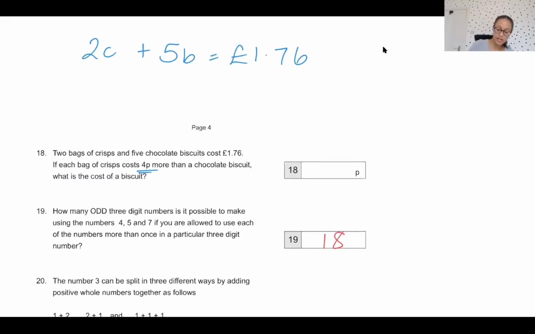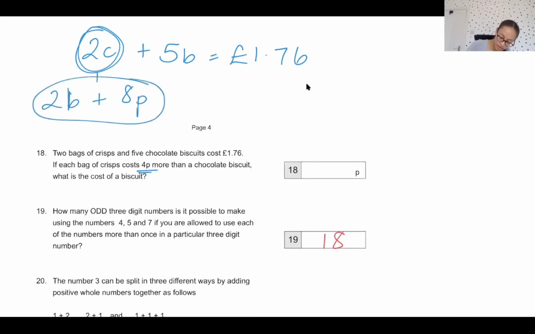So I need to replace this with chocolate biscuits plus however much more the bag of crisps cost. I can't solve the equation. I can't figure out what crisps and biscuits are at the same time. So I need it to all be the same. So instead of 2 bags of crisps, I have 2 chocolate biscuits plus 8p. Because each bag of crisps is 4p more than a biscuit, 2 bags of crisps would be 8p more than 2 biscuits. Does that make sense so far? Yes. Okay.